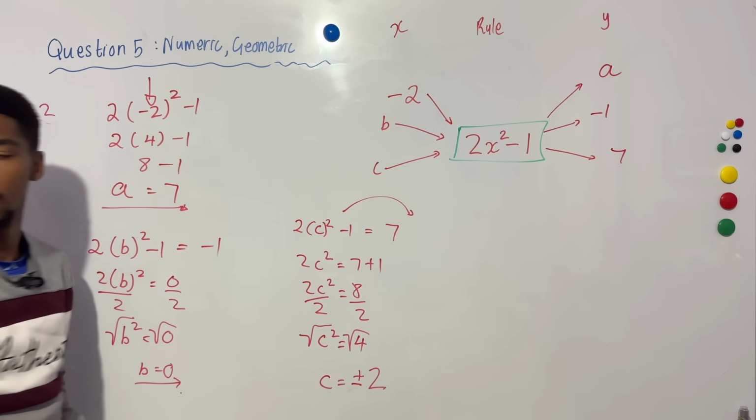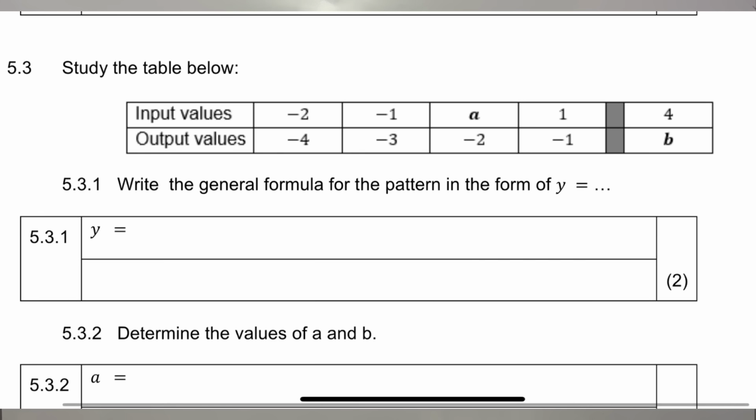Okay, so we have to study the table below. Write the general term for the pattern in the form y is equal to. So we have input and we have our output values. We have our input minus 2, output is minus 4. Then we have minus 1 input, minus 3 output. So our input is minus 2, then we get to minus 4. What happened in that process to go from minus 2 to minus 4?